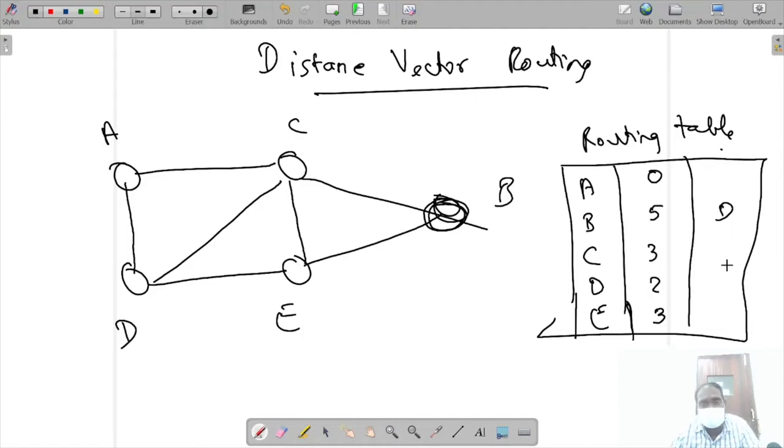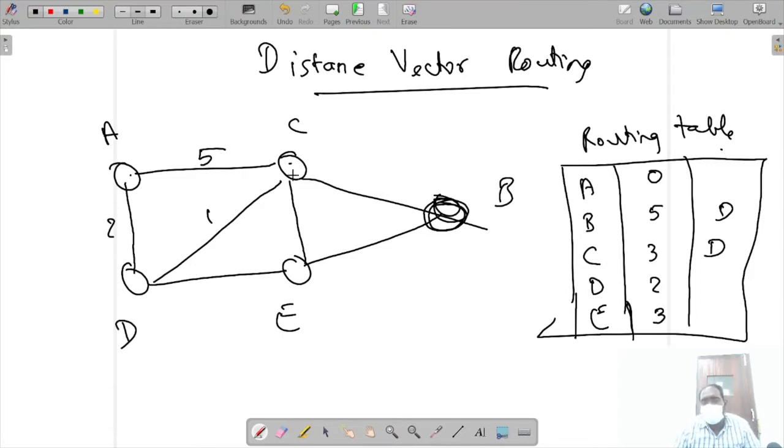It just says D. To reach C, you can directly reach C. Let's say this is cost 5 and this is cost 2 and this is cost 1. Now A can reach C in 5, or A can reach C through D. So what A says is I can reach C at a cost of 3, and the next hop I have to send the packet to is D. So something like this. Each router in the network maintains this table independently. That is basically what distance vector routing is.